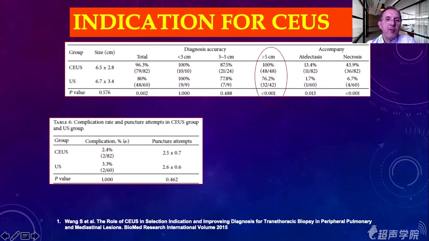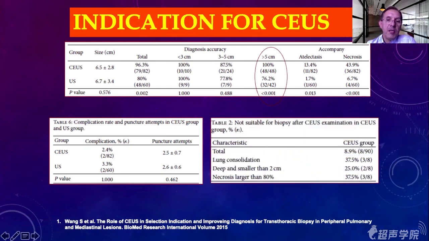This study has demonstrated that in the total number of lesions, we have a clear significant increase of diagnostic accuracy, so around 16%. But this is not significant for lesions below 3 cm or between 3 cm and 5 cm, but it is valid for lesions larger than 5 cm, which frequently have necrosis. The complication rate is the same.